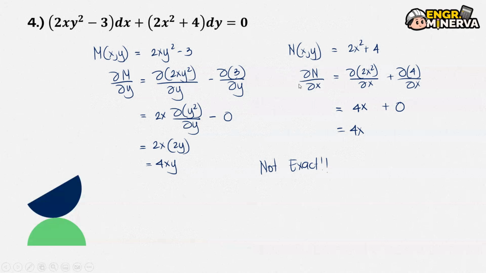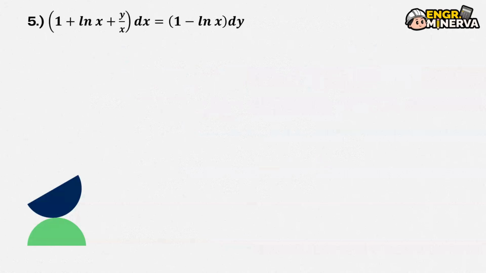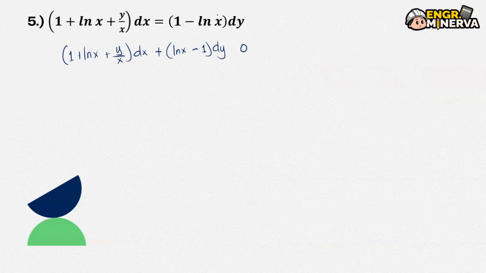Okay, next. We go to the last problem. That would be 1 plus ln of x plus y over x dx equals 1 minus ln of x dy. First, let us transpose our dy term to the right side, so it will change its sign. And now we can assign for our M as a function of x and y.